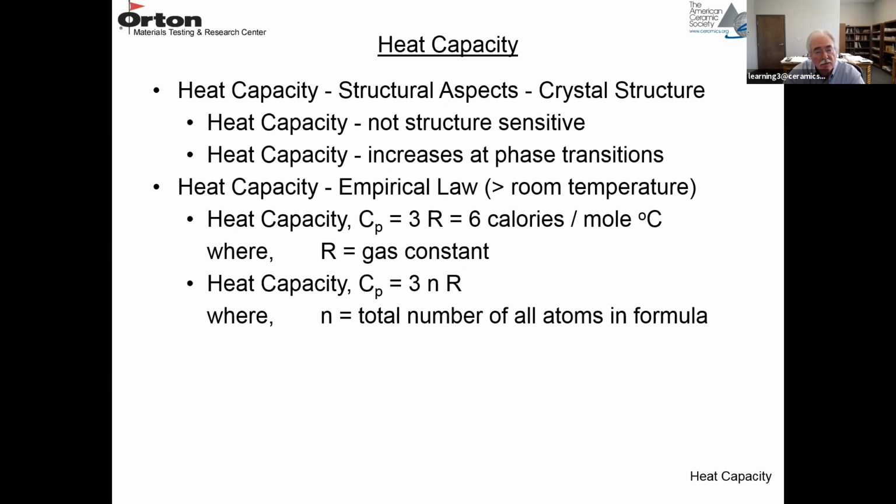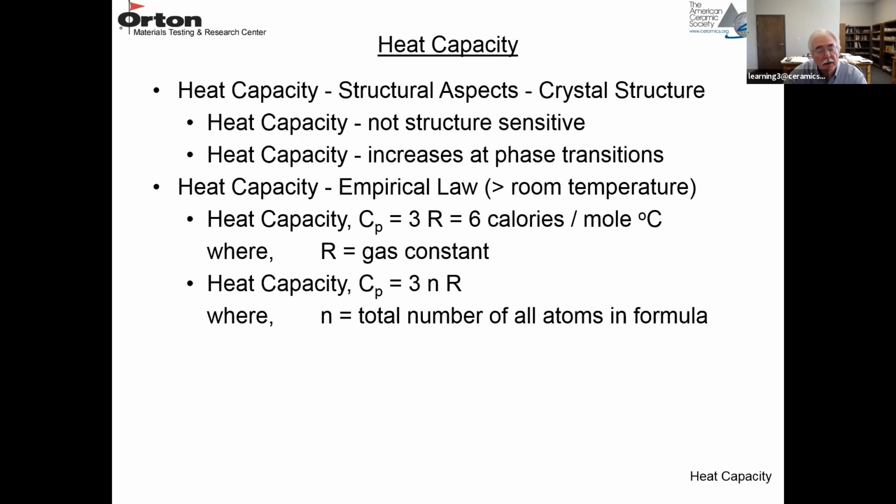Heat capacity does increase at a phase transition. And we mentioned phase transition in silica earlier. So when a phase transition takes place, one crystal structure transforms into another. At the time of transformation, there's a lot of random motion, so that allows for more atomic vibration. So there's a spike in heat capacity at a phase transition.